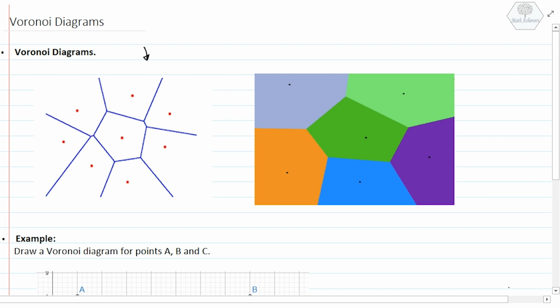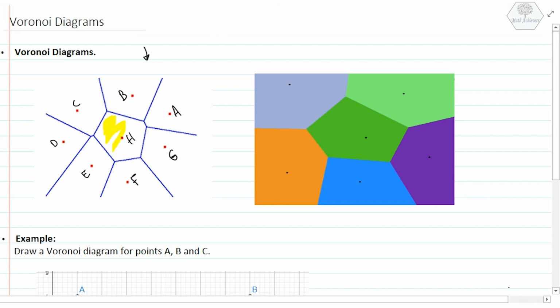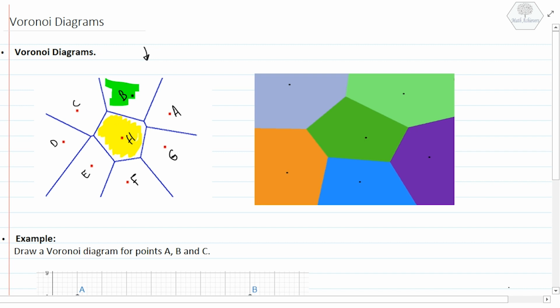I have different sites. Let's say this is site A, this is site B, this is site C, this is D, E, F, G, and H. The Voronoi diagram says that any point inside this area is closer to H than any other site. Also, if I have this area here bounded by B, it means that any point I find inside this area is closer to the site B than any other site outside.